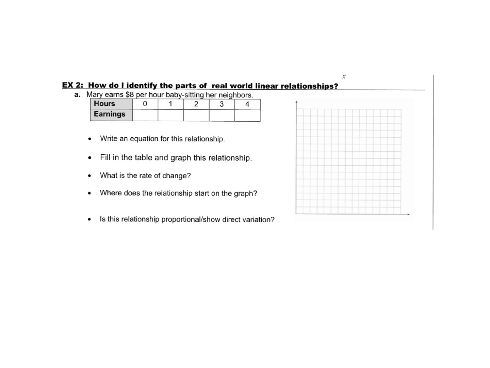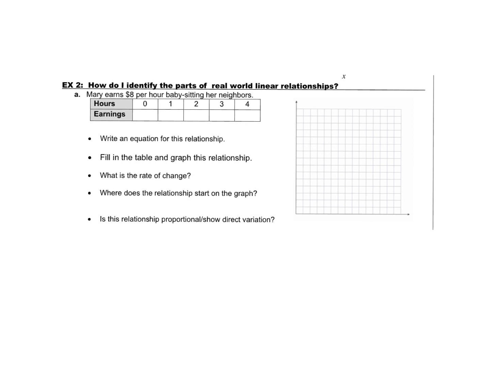All right, for example number 2, we're going to write an equation for the relationship, and then we're going to plot it on the graph, and we'll determine whether or not it shows direct variation.